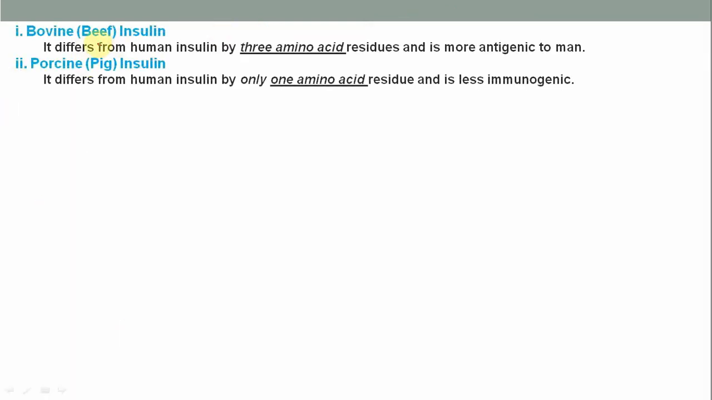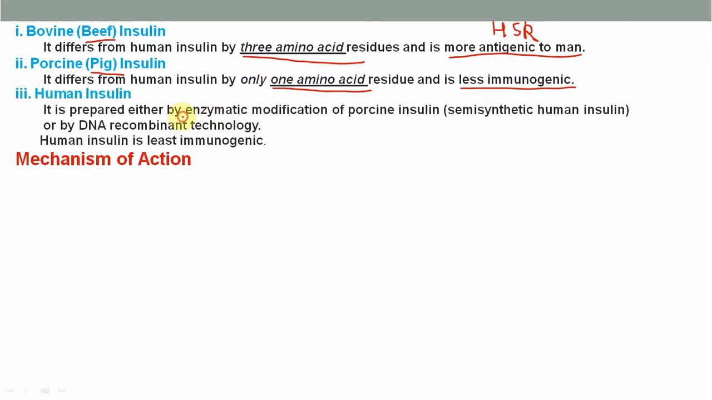Bovine insulin is obtained from beef. It differs from human insulin by 3 amino acids and it is highly antigenic. That means there are higher chances that the patient will develop a hypersensitivity reaction. Pork insulin is obtained from pig and there is only one amino acid difference from human insulin, and it is less antigenic. Human insulin is prepared either by enzymatic modification of pork insulin, also called semi-synthetic human insulin, or by DNA recombinant technology. Human insulin is less antigenic.